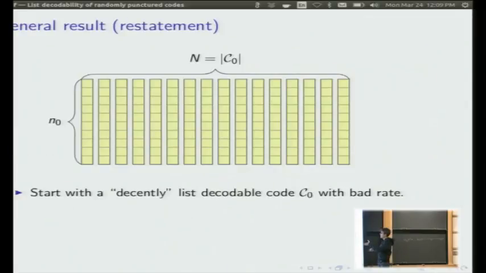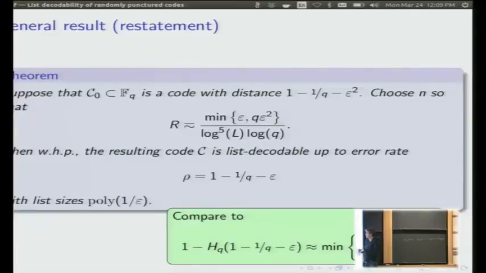And again, here's the restatement. That's enough to show that if I take a code like this and randomly puncture it, then I get a theorem like this. This is the same theorem that I showed you before. And when you work out what n has to be in order to be large enough to get the concentration to work out at these steps, n has to be so that the rate is like this.